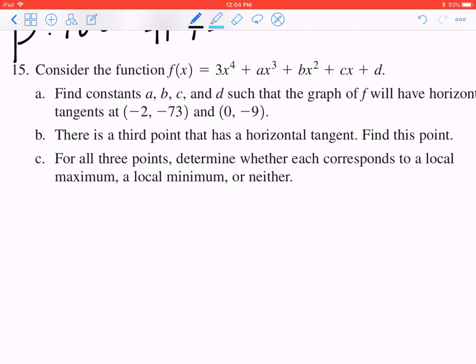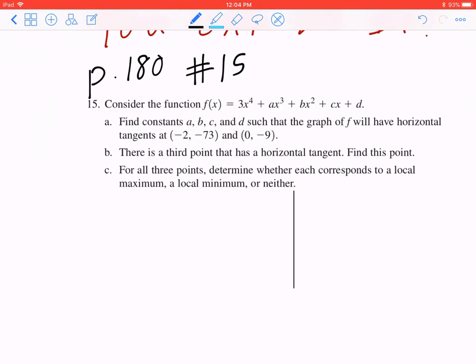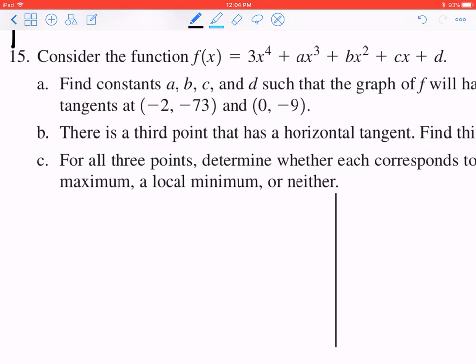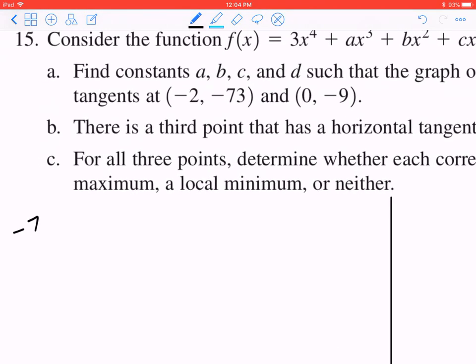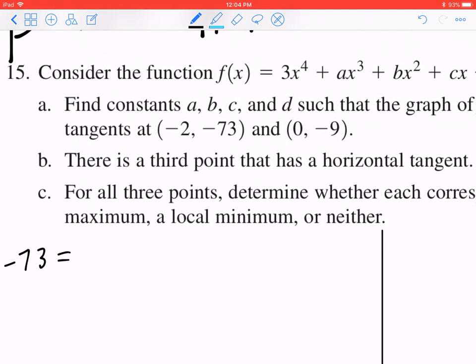So, before we move on to the horizontal tangent part, the fact that you're given 2 points, -2, -73, and 0, -9, this means you can plug it in. So just like the previous example, I'm going to set it up in 2 different columns. In the first column, I'm going to plug in y to be -73. I'm going to plug in x to be -2.